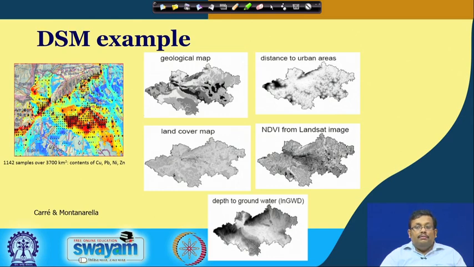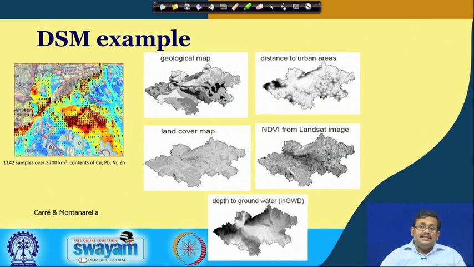different auxiliary predictors. They downloaded the geological map, they used the distance to urban areas, they used this land cover map, they used NDVI from Landsat imagery, and they also used depth to groundwater. Remember, all these things are available, and you just have to use geographic information system and remote sensing methods for getting this information. You have to use those techniques to generate these individual layers of covariates.